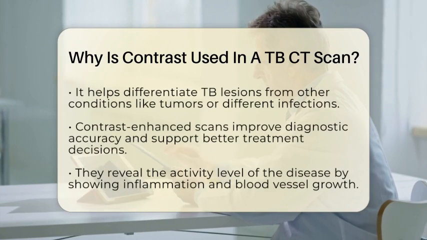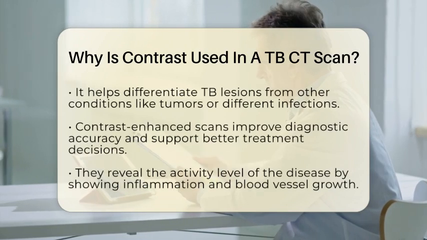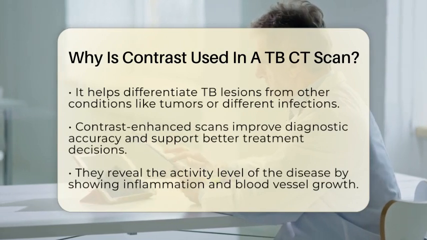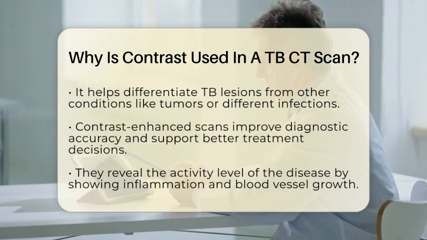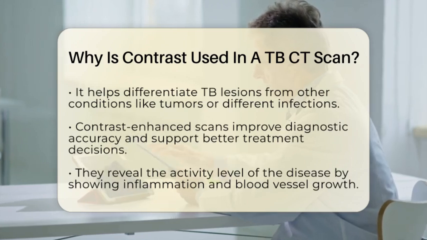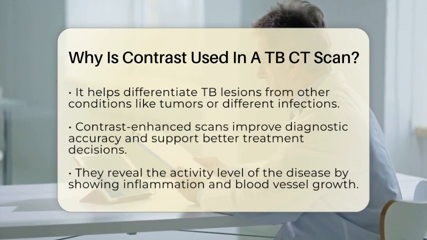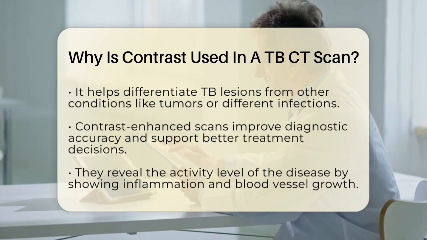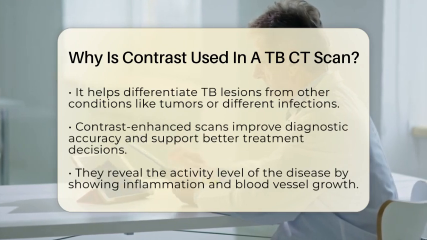Using contrast in a tuberculosis CT scan improves the ability to tell TB lesions apart from other infections or even tumors. For example, if a lung nodule shows up on a scan, contrast helps determine if it's a granuloma caused by TB or something else like a cancer. This distinction is crucial because TB needs specific antibiotic treatment, while other conditions might require different approaches.